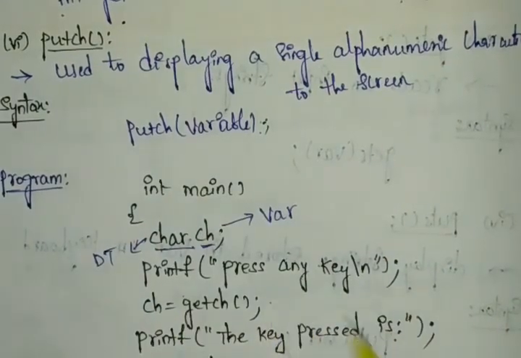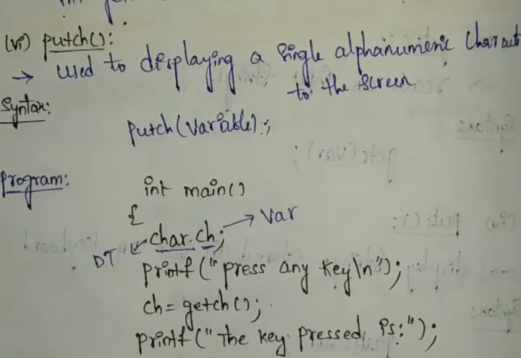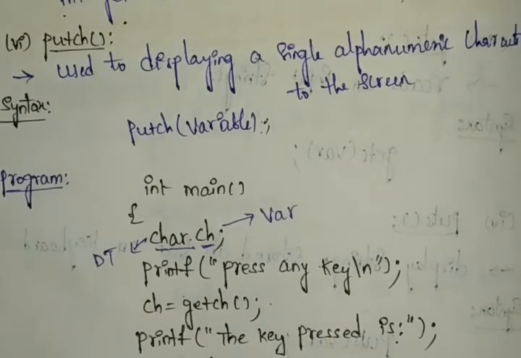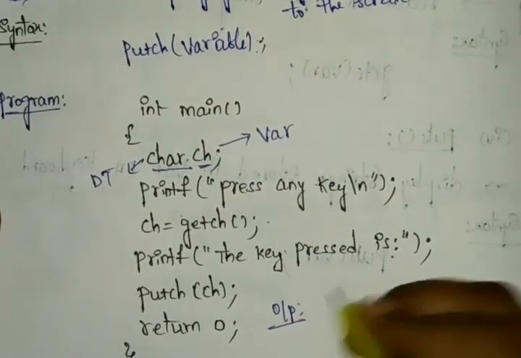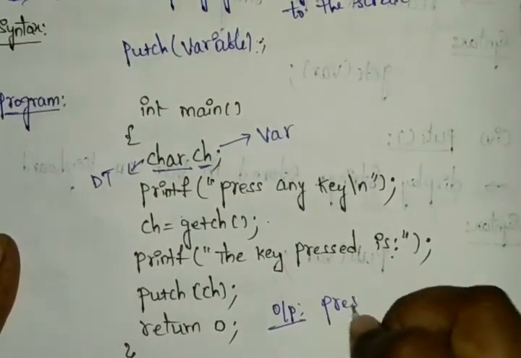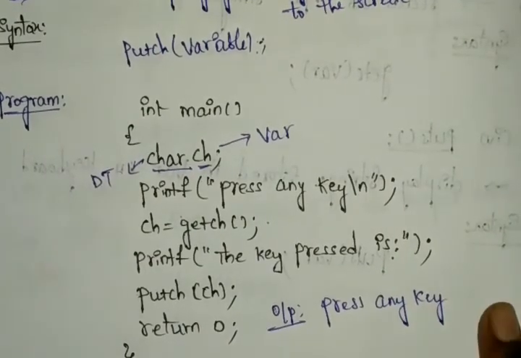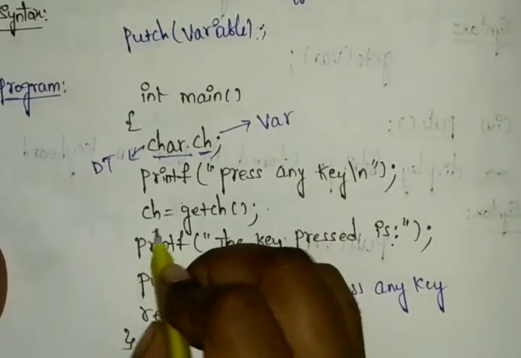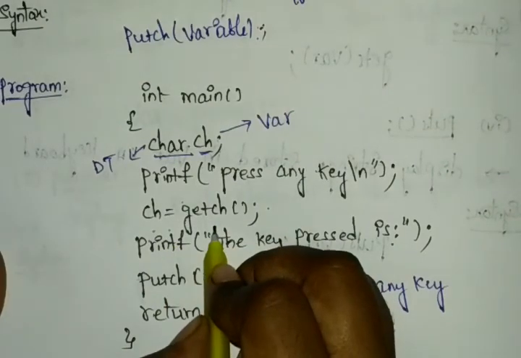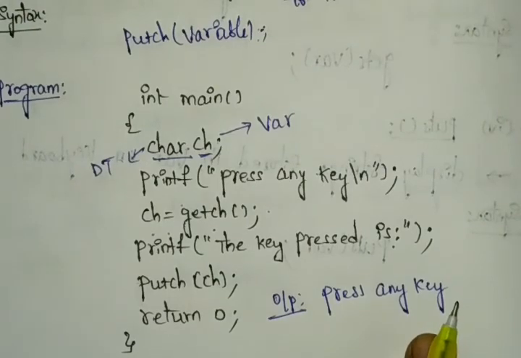And in printf I'm giving "press any key". Here I'm pressing a key on our keyboard. First it is displayed on our output: press any key. We are pressing any key, not only alphabets, right? We can press any key on the keyboard. Here I am giving ch equal to getch. Whatever you press will not be displayed.